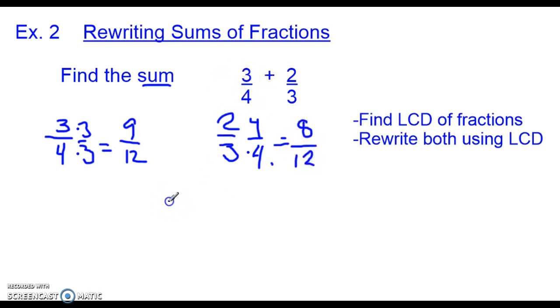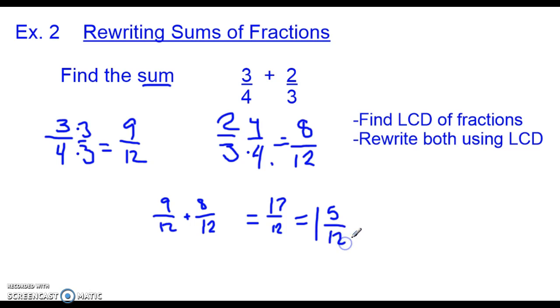So now I can rewrite the problem as 9/12 plus 8/12, which would give me 9 plus 8 is 17/12. And I could turn that into a mixed number. If I take 12 out of 17, I get 1 whole. There's 5 left over, so 1 5/12. And there's no common factor between 5 and 12, so this is in simplest form and would be my answer.